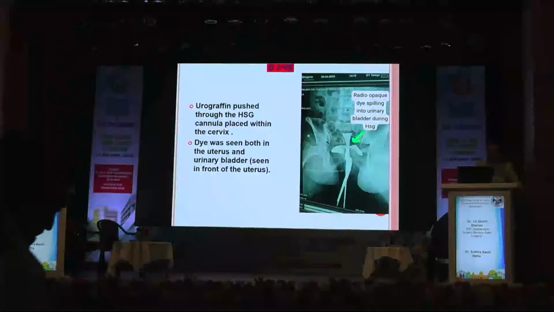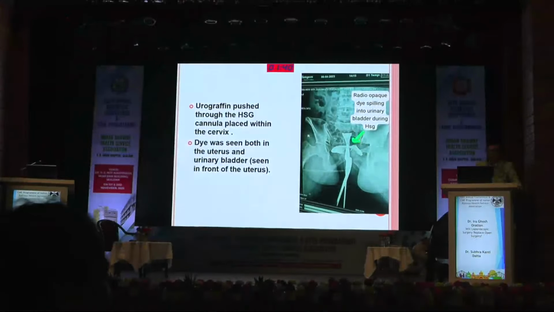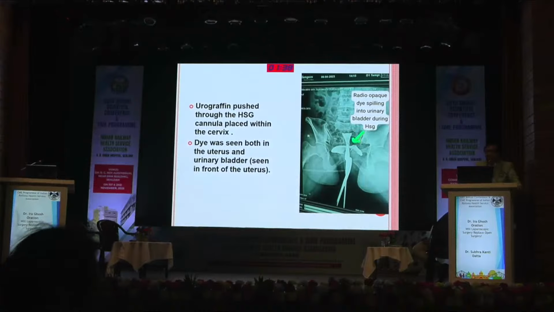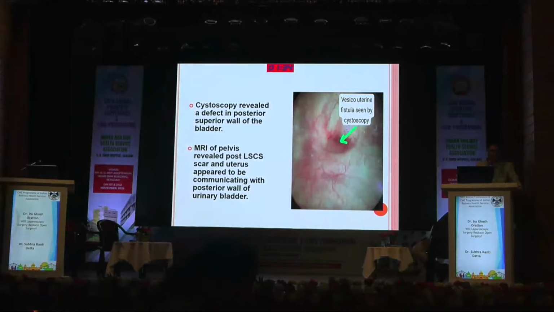We also did this: urografin was pushed through the HSG cannula, and you can see the blood is coming inside the urinary bladder. Cystoscopy revealed a defect in the posterior superior wall of the bladder. MRI pelvis was done and appeared to show a communication between the posterior wall of the urinary bladder and the uterus. So we decided that we will try laparoscopically to fix this problem.